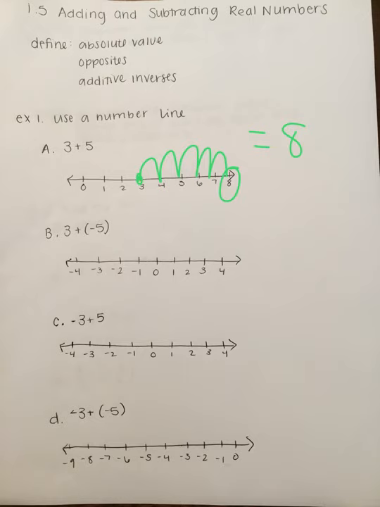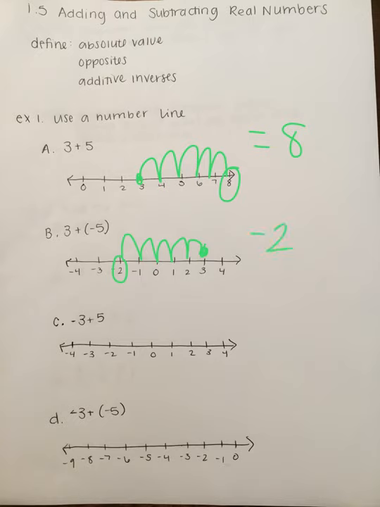Okay, let's take a look at the negatives. If I add 3 plus negative 5, I'm starting at 3, but if I'm adding negative 5, I need to go left, not right on the number line. So I need to go 1, 2, 3, 4, 5. There, I get negative 2.